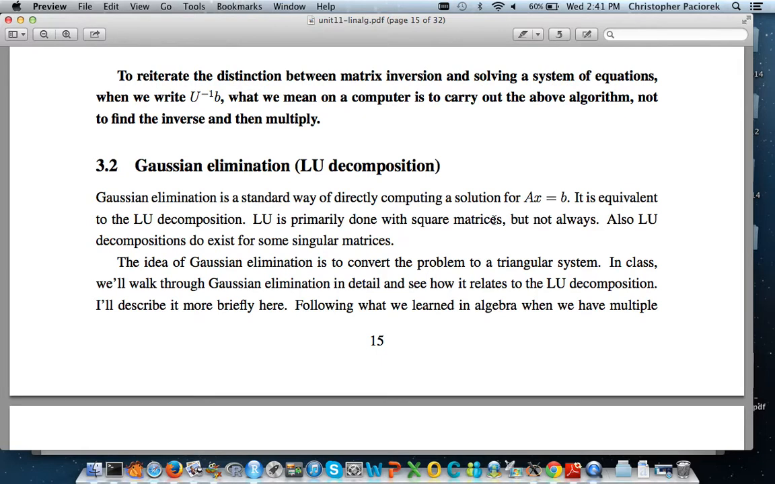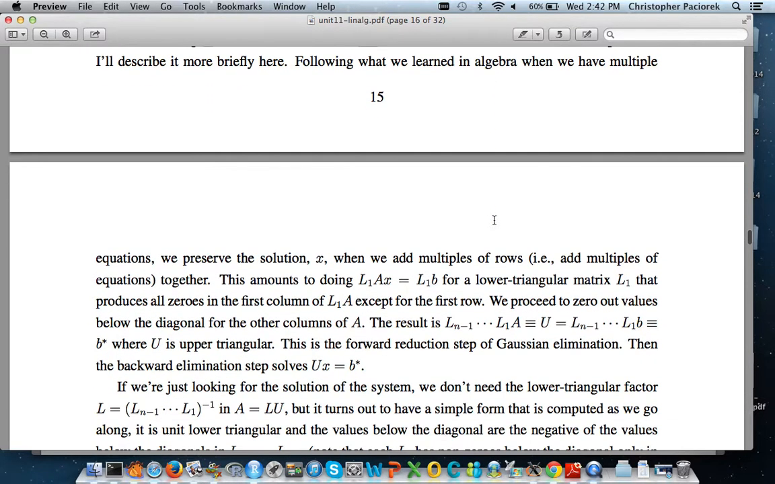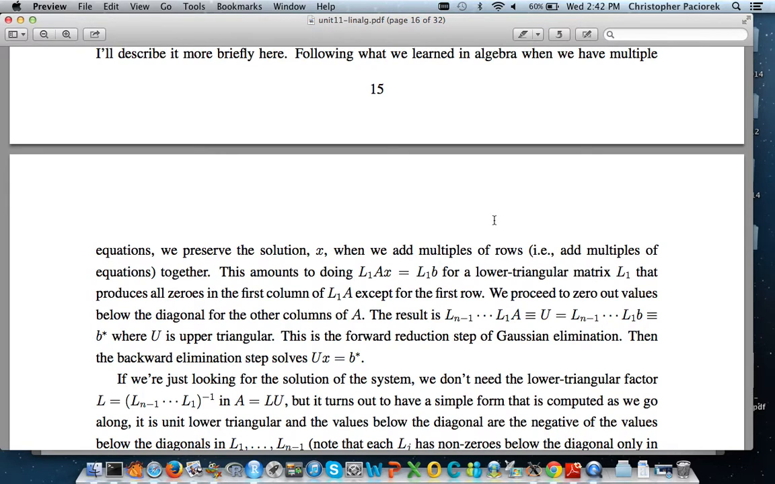But we're going to work through Gaussian elimination. We're going to see that it's actually equivalent to coming up with an LU decomposition, where A can be expressed as some lower triangular matrix times some upper triangular matrix. So the main idea here is we're going to convert to a triangular system, and then we already know what to do. Okay, so Gaussian elimination.